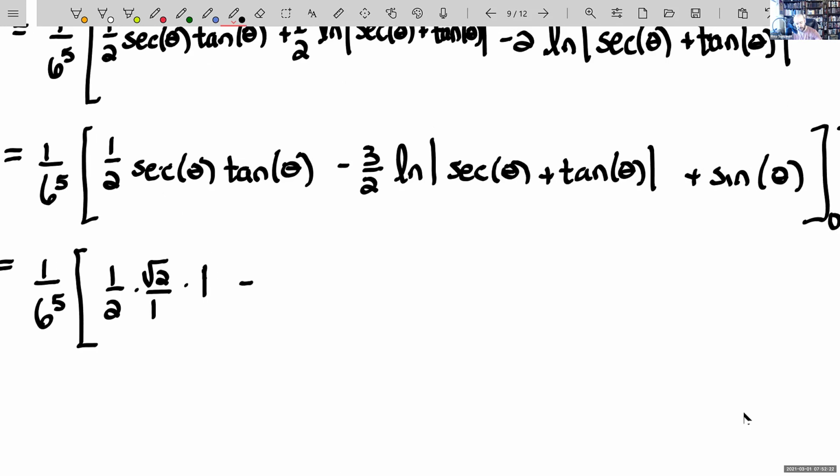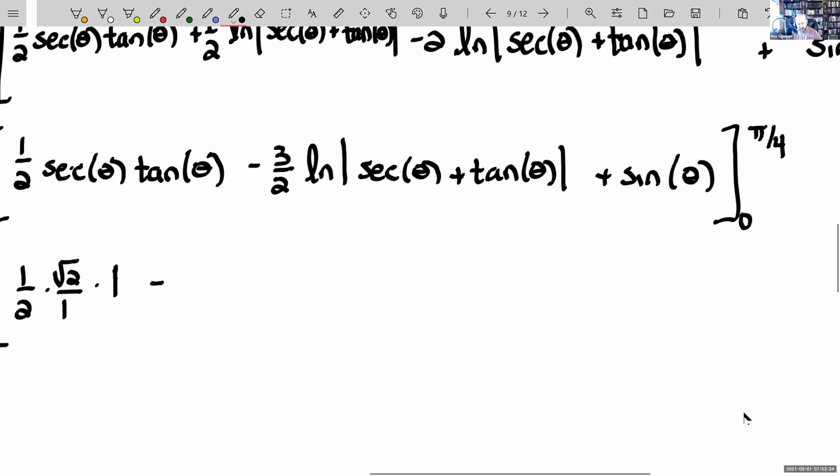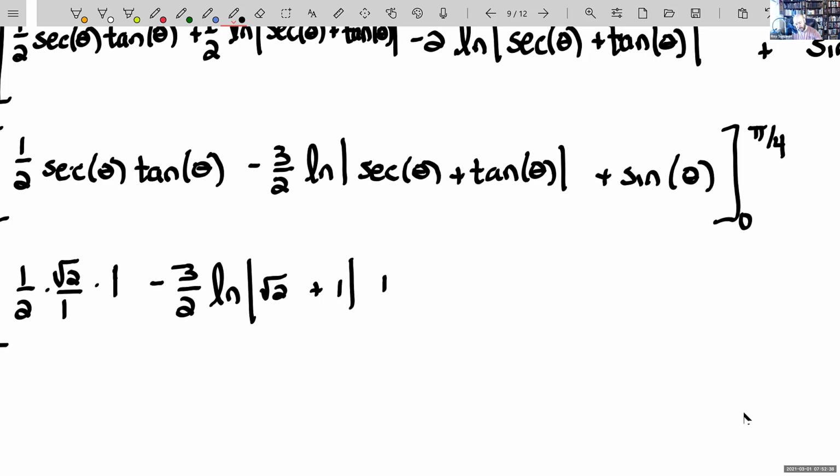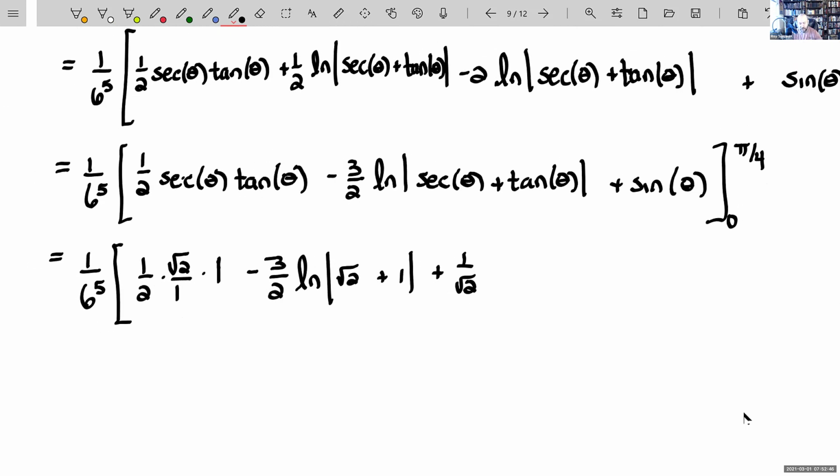Minus. Now I'm going to go ahead and take care of the natural log here. So minus 3/2 natural log absolute value secant of pi over 4, which is root 2, plus the tangent of pi over 4, which is 1. I don't need the absolute values on that because it's already positive. And then plus the sine of pi over 4, which is 1 over root 2. Now, if I go back through and plug in zeros, I'll do this in red, actually.